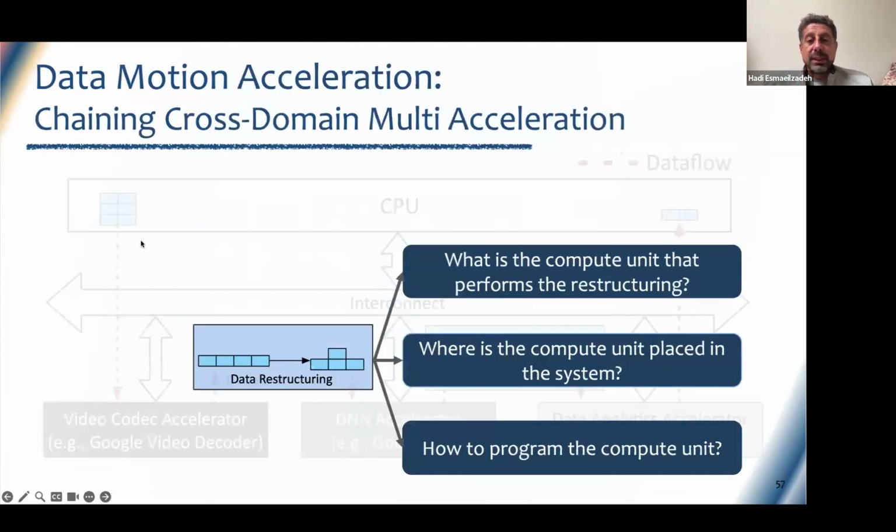So the whole idea is: what are the compute patterns that we need to come up with to be able to deal with this data motion acceleration? I encourage you to take a look at our DMX paper, the data motion acceleration paper, available.